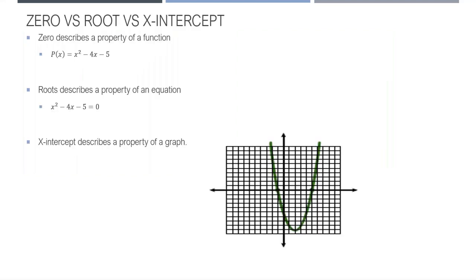Alright, we've been using the words zero, root and x-intercept maybe a little more liberally than we should be, so here are some exact definitions. A zero describes a property of a function. So the key thing there is a function: what x value makes this function equal to 0. Whereas roots is what makes an equation equal to 0. So what x value makes the equation equal to 0. And then the x-intercept is the property of the graph, so these locations here on the graph where the height is 0.